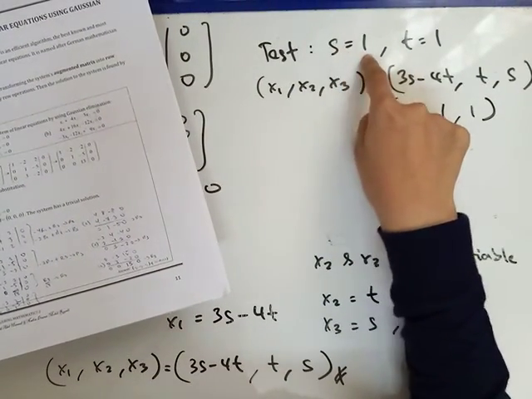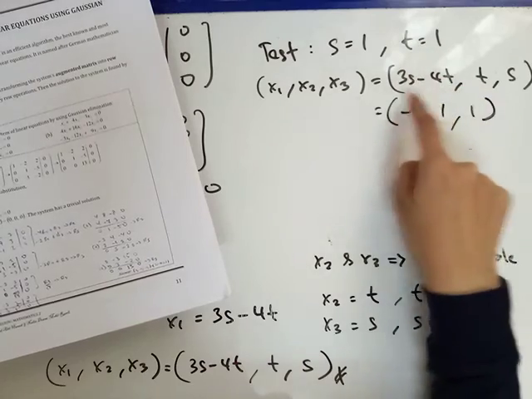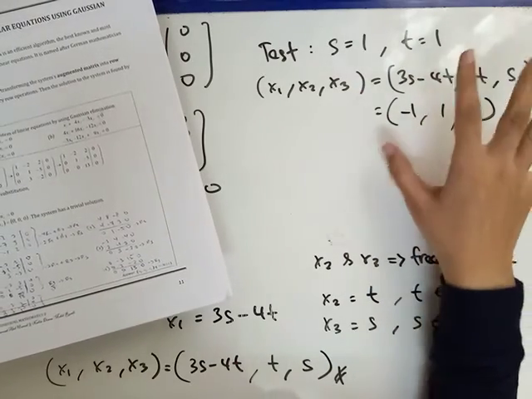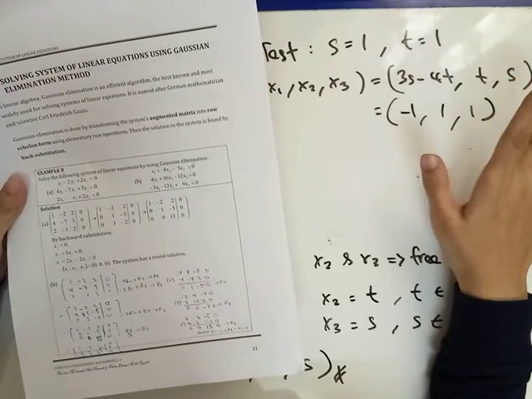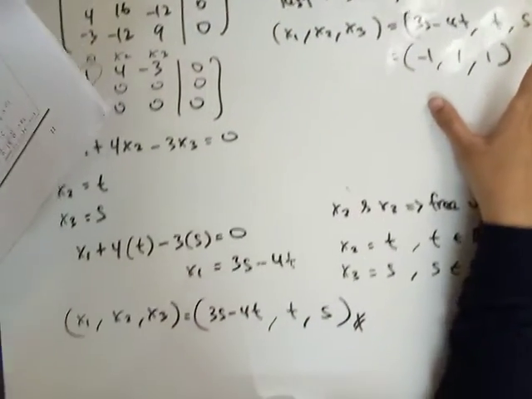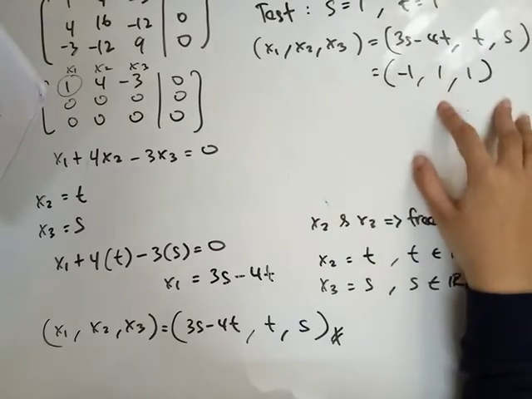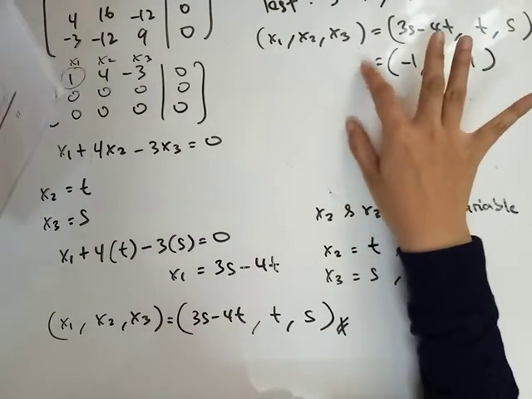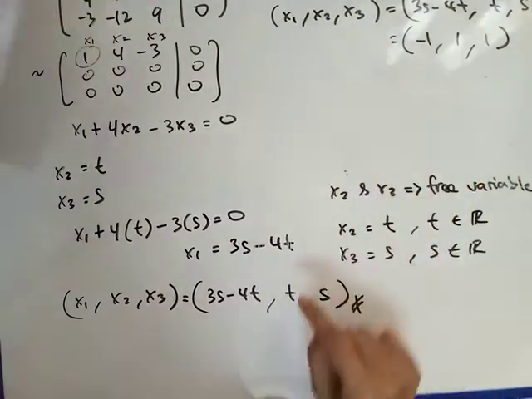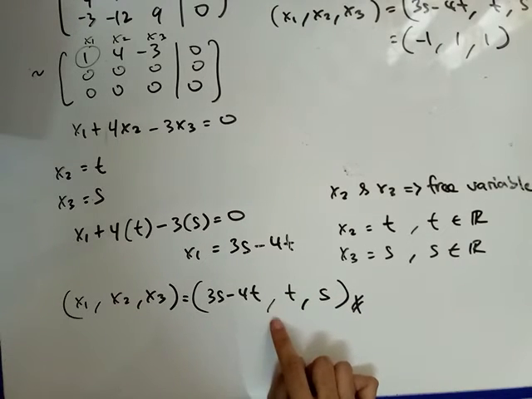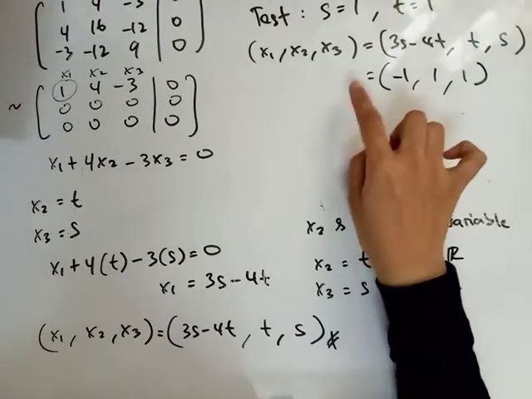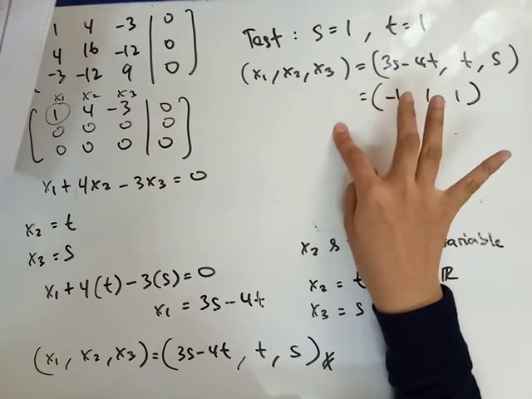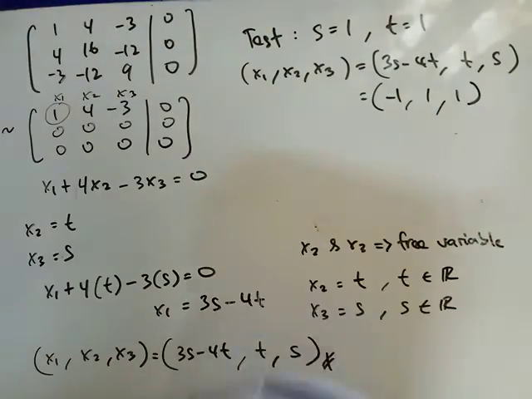When s equals 2 and t equals 3, then we need to check whether this is a solution to the system of linear equations. But this one saya tunjuk contoh saja. No need to calculate. The final answer will be this one, 3s minus 4t, t, s. Tak perlu buat yang ni pun tak apa. Yang ni saya just nak explain saja. You faham nak? Tak faham boleh tanya dalam WhatsApp.